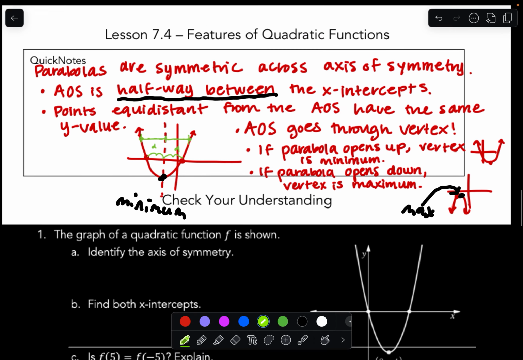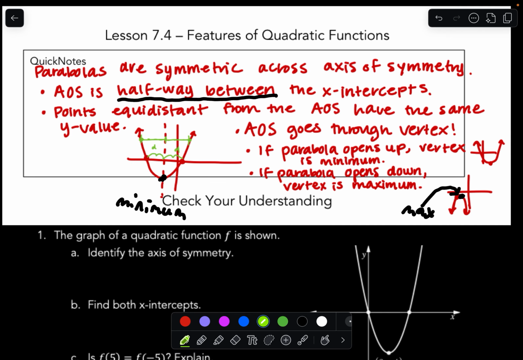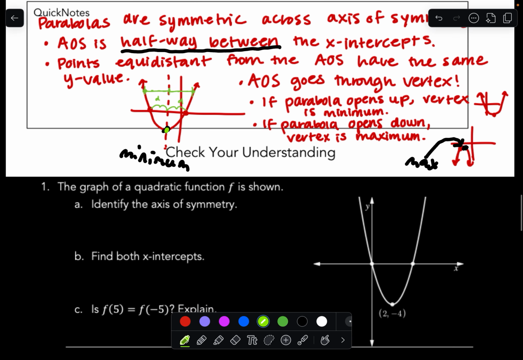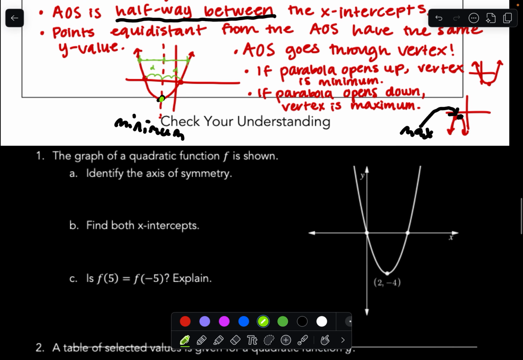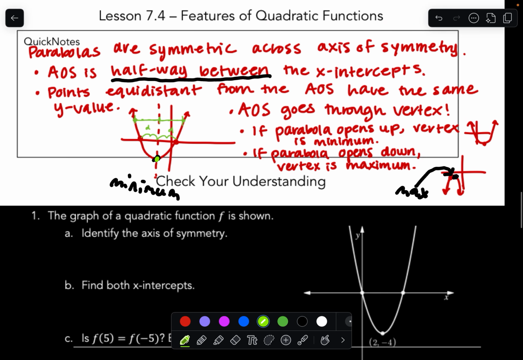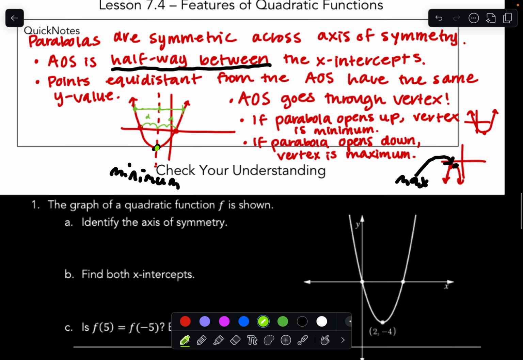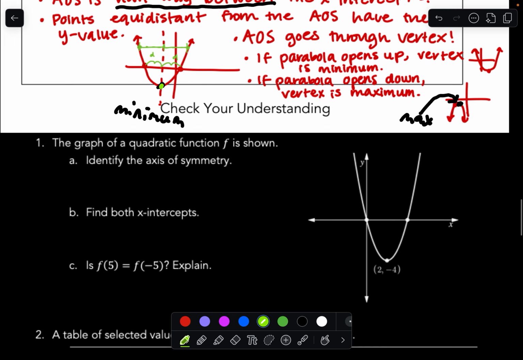We just saw that if the graph opens up, if it's a smiley face, the vertex is a minimum. And if it's a sad face, if the graph parabola opens down, the vertex is a maximum. The reason I mentioned that is that it's kind of important, and I really did not emphasize it as much as I should have.